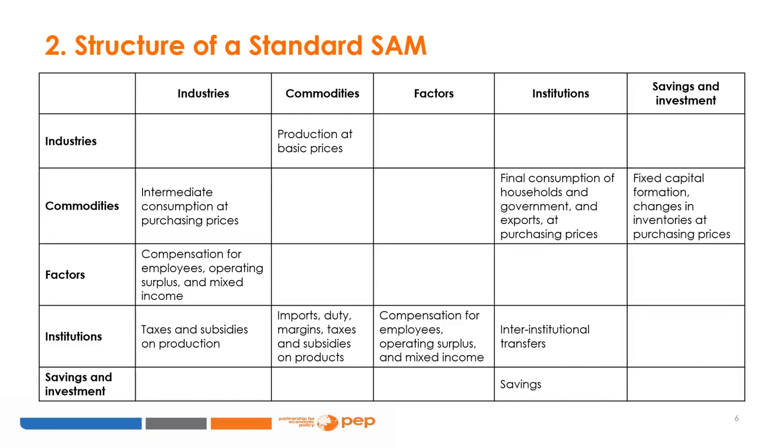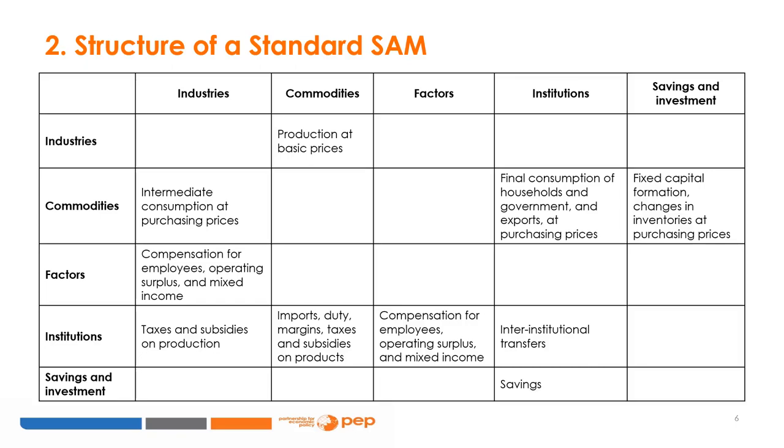The institution rows receive incomes from factors, for example, compensation of employees and operating surplus and mixed income, and from other institutions as transfer incomes. The institution columns make payments to commodities for final consumptions and exports, to other institutions as transfer payments, and to savings accounts. The savings accounts receive incomes from institutions and make payments to the investment accounts, for example, fixed capital formation and change in inventories.